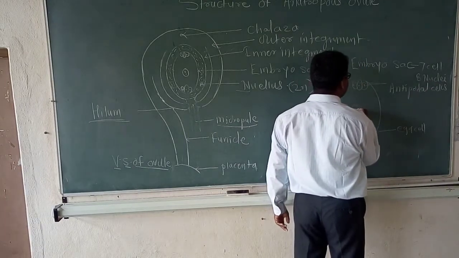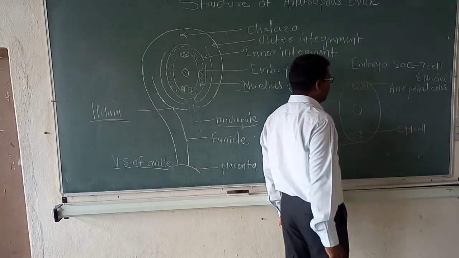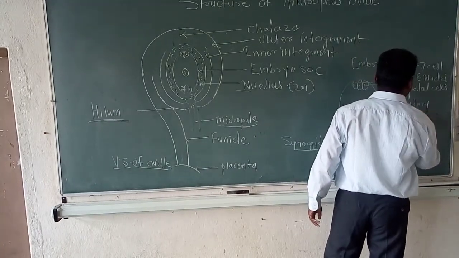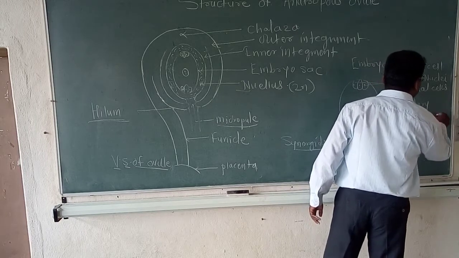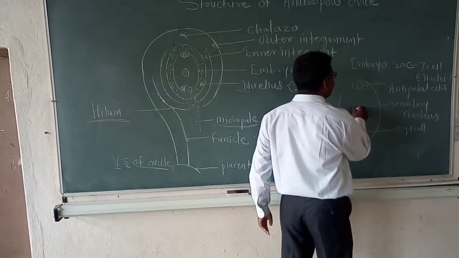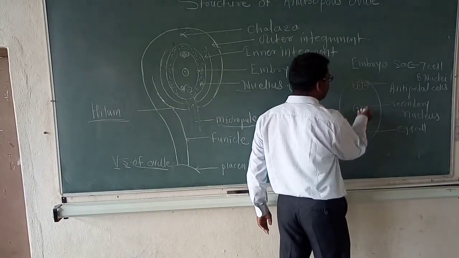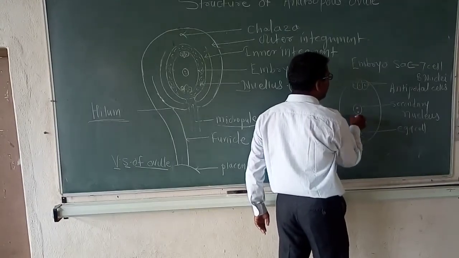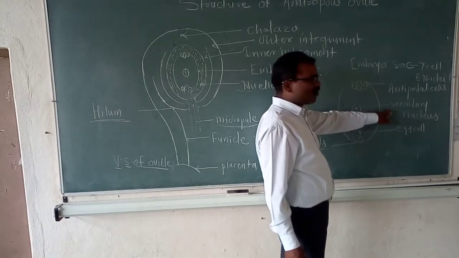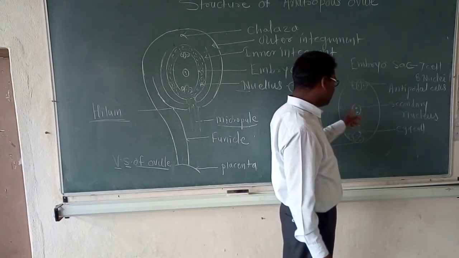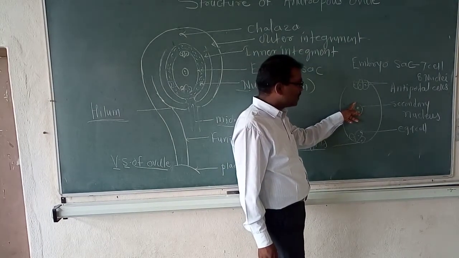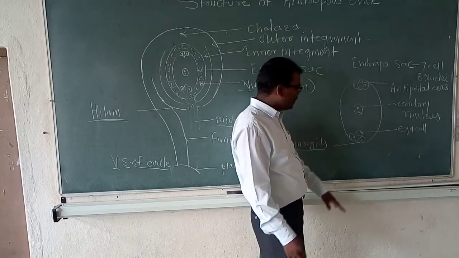The next cell is toward the center. This cell is called the secondary nucleus. It consists of two nuclei. Two polar nuclei come from each pole. That structure at the center of the embryo sac is called the secondary nucleus. What is the function of the secondary nucleus? The secondary nucleus is converted into endosperm after fertilization.